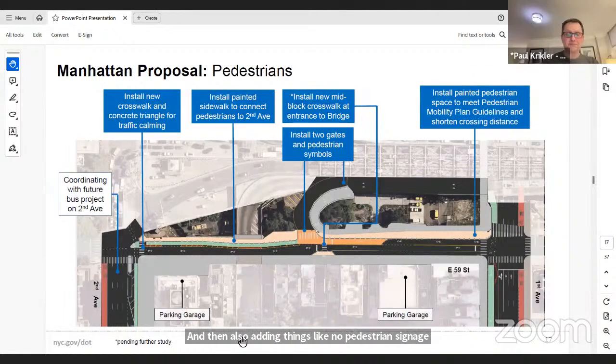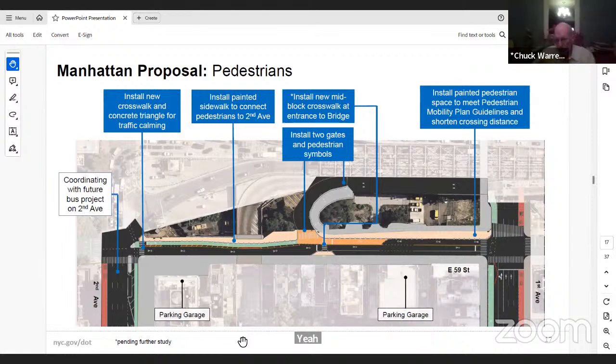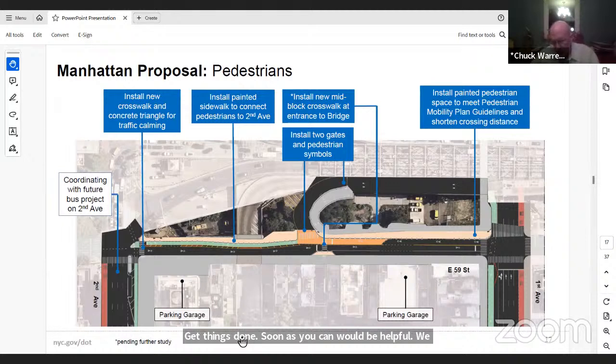Perfect. Yeah, I think I'll second what Craig said. We'd like to thank the folks from DOT for the presentation, and trying to get things done as soon as you can would be helpful, and we appreciate you coming tonight.